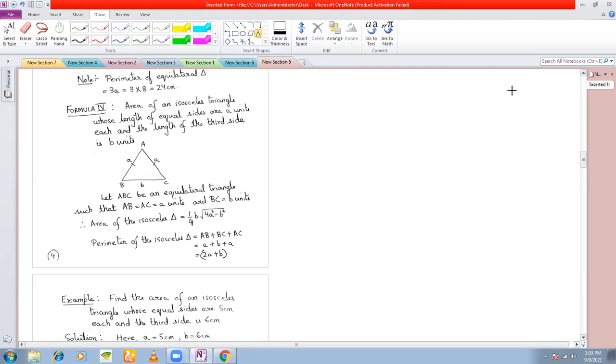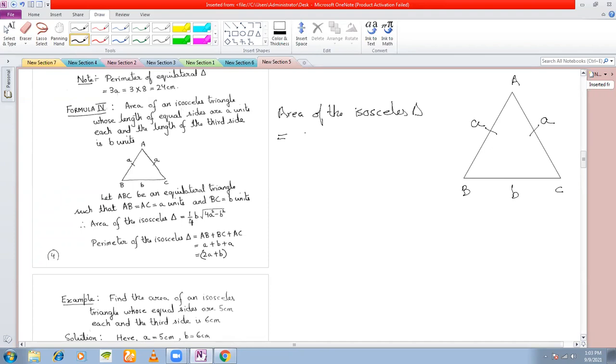And in the last class I showed you the derivation of this formula also, how we are getting this result. Suppose you have a triangle ABC in which these two sides are equal, and these two equal sides are of length say a, and the unequal side is of length say b, then we say area of the isosceles triangle is equal to, the formula here is 1/4 b root 4a square minus b square.